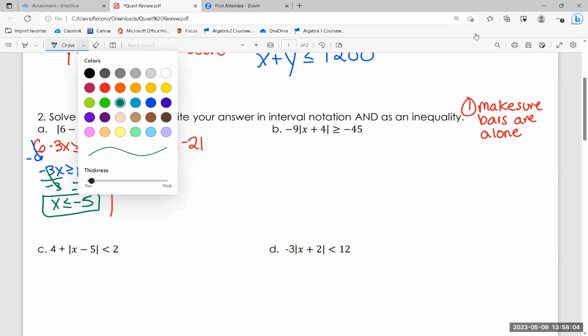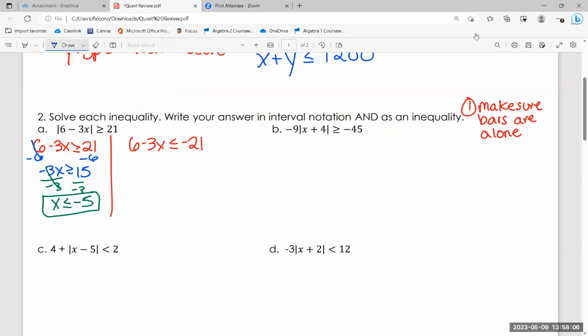All right, for the other one, same steps. We first subtract the 6, so negative 3x less than or equal to negative 27. Then we divide both sides by negative 3. So x, and again, we're dividing by a negative, so it'll flip the inequality. Negative 27 divided by negative 3 is positive 9.